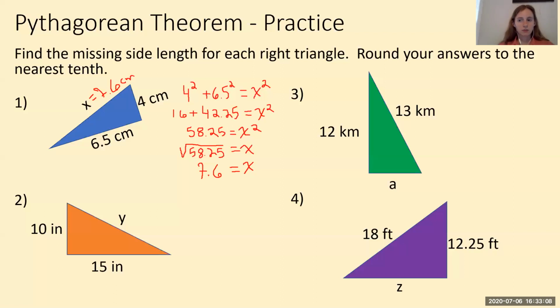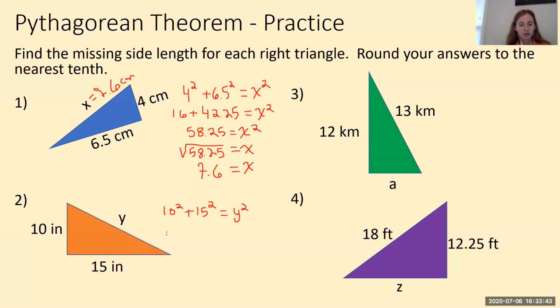All right, let's try number 2. Number 2 is a very similar situation. We are told the two shorter sides, the two legs, and we are solving for the hypotenuse, the longer side. So I'm going to use the same process here. 10 squared plus 15 squared equals my hypotenuse, which is called y this time, squared.